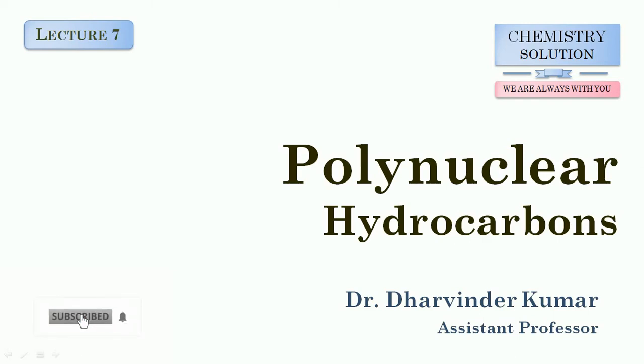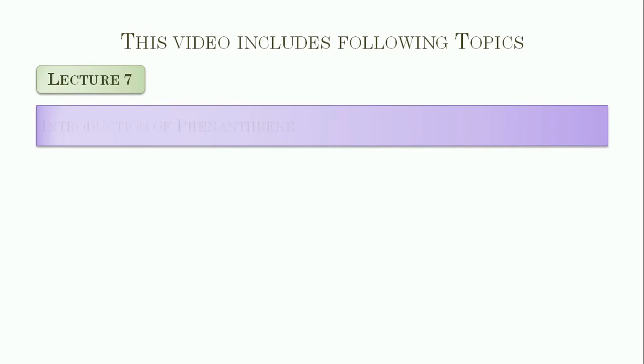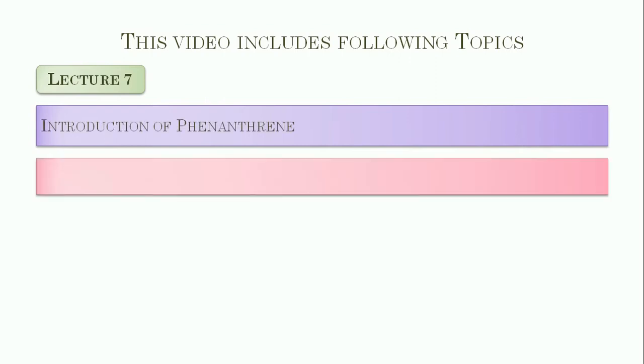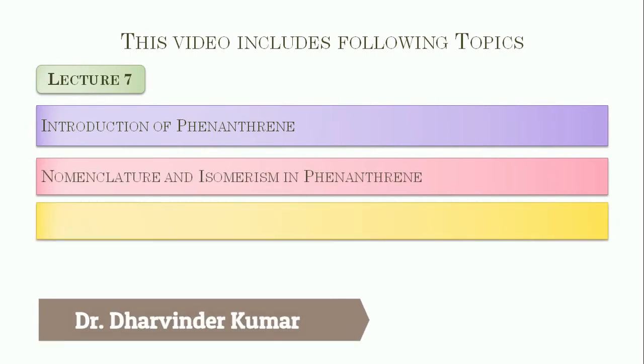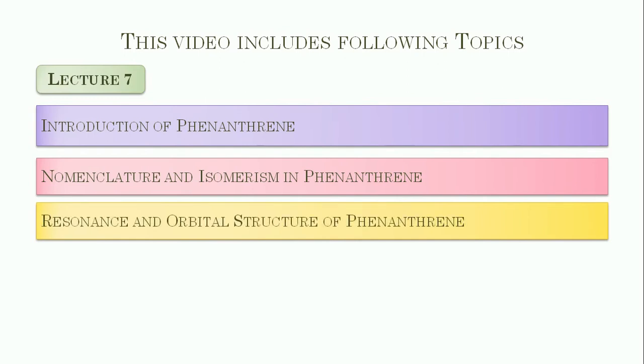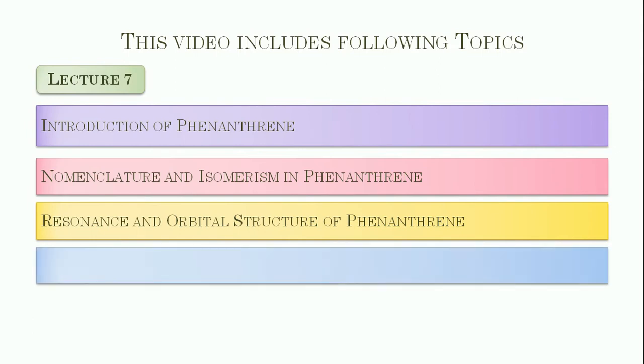Students, this is lecture number 7 in polynuclear hydrocarbons. In this lecture we are going to discuss the introduction of phenanthrenes, nomenclature and isomerism in phenanthrenes, resonance and orbital structure of phenanthrenes, and lastly the various methods of synthesis of phenanthrenes.